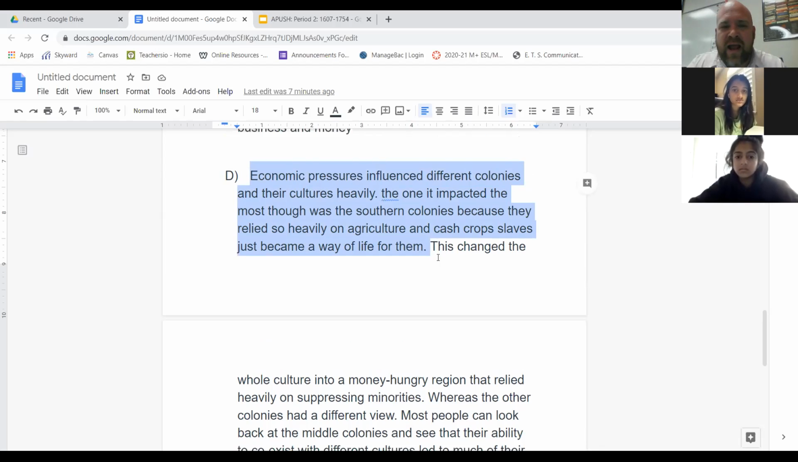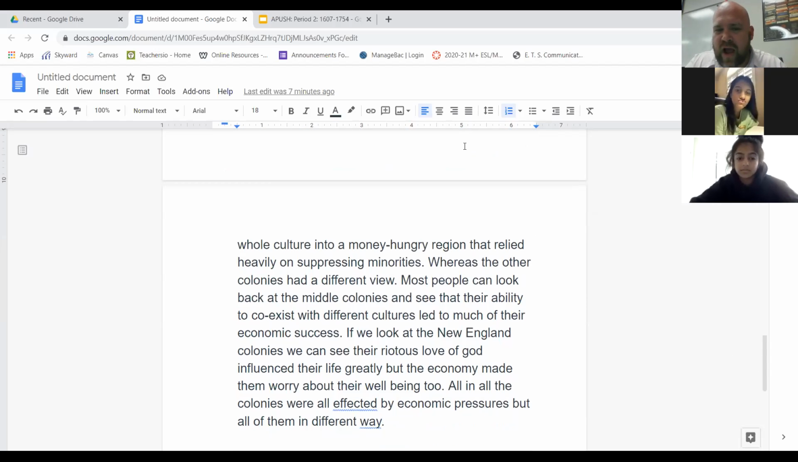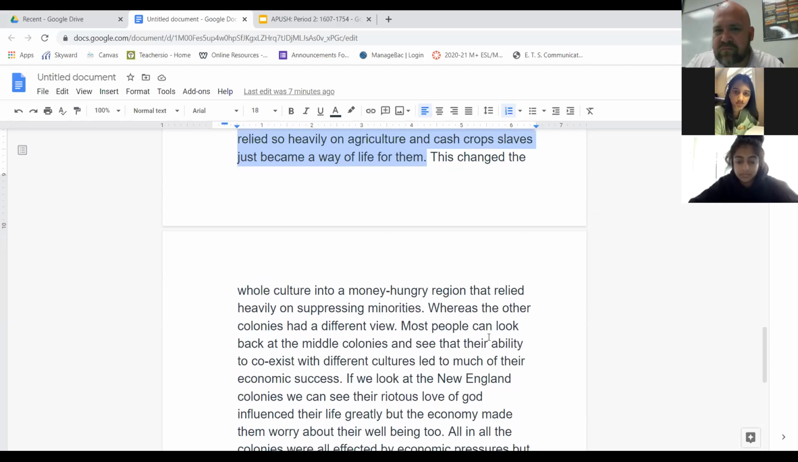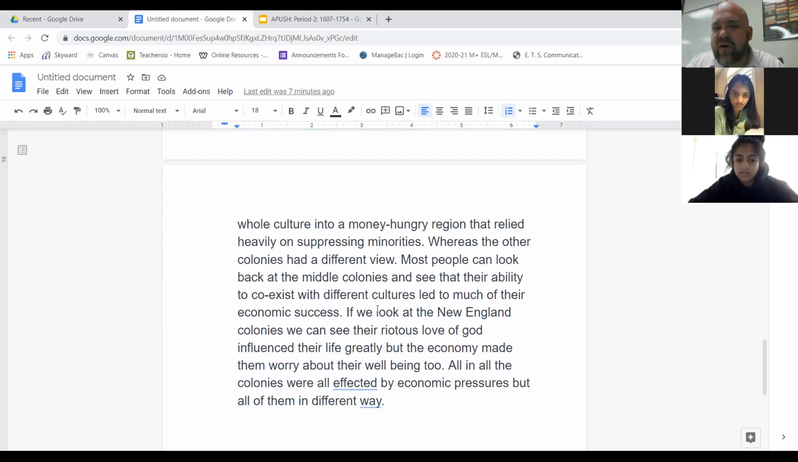I actually still see it in one. This is actually a fairly good thesis right here. If you just tear out the one impacted to the region impacted by economy, then it's pretty solid. And you're saying that slaves became a way of life and owning slaves, right? How about the evidence? Is it connected? Yeah, I think it's pretty clearly connected. And they even go as far as to give a counter argument by telling me about New England and the middle colonies. They're doing a comparison here, right?